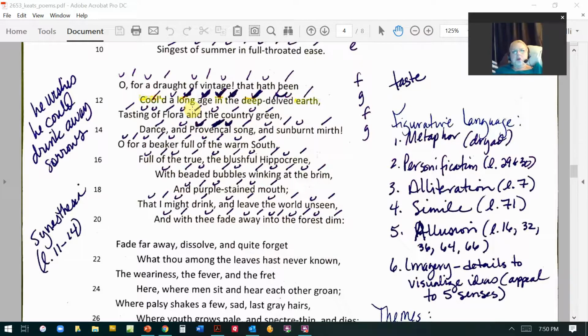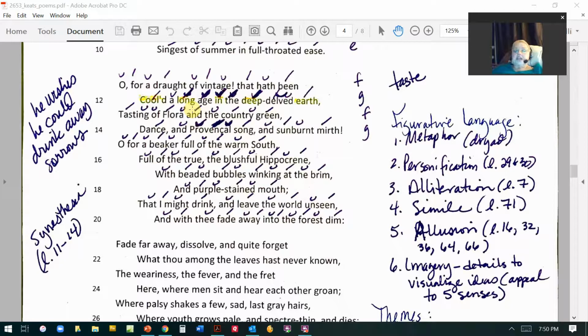And again, sunburnt mirth, right? So sunburnt would also be something that we feel. And then we think about the country green, and the flora. These are going to be things that we maybe smell and see. And so this wine is in that deep delved earth. So this is an example of synesthesia, right?